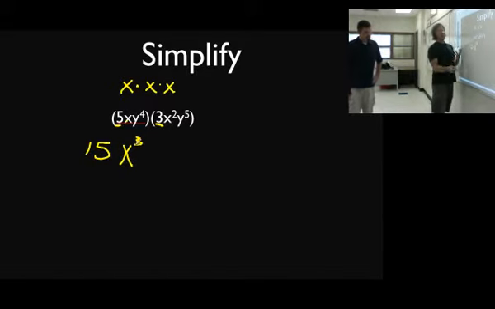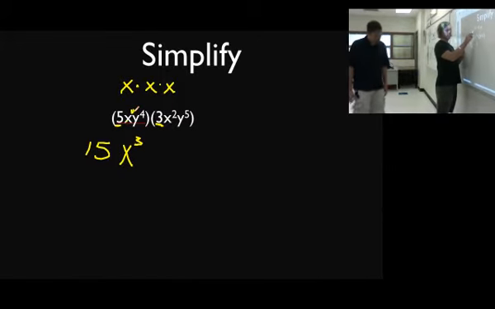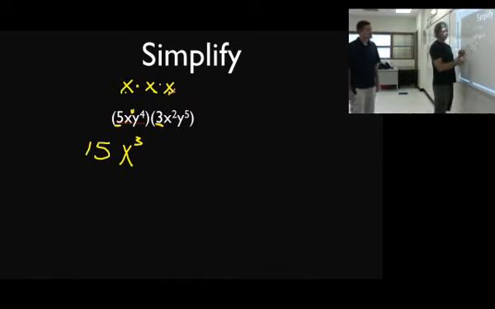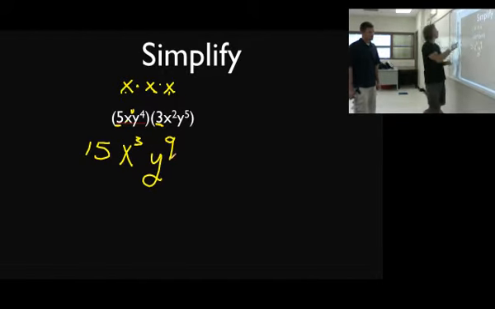In other words, you add the powers. 1 plus 2 is 3. And so then we have y to the 4th and y to the 5th. If you're multiplying, you add the powers, so y to the 9th.